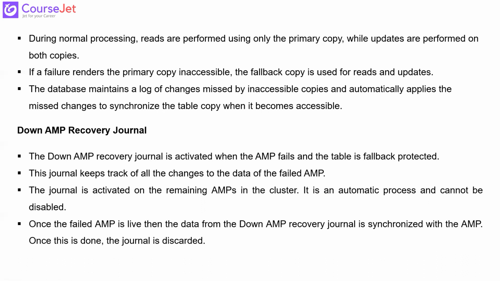So we saw two journals. One is the transient journal, the second one is the down AMP recovery journal. The transient journal is for transaction failure protection, and the down AMP journal is for AMP failure.